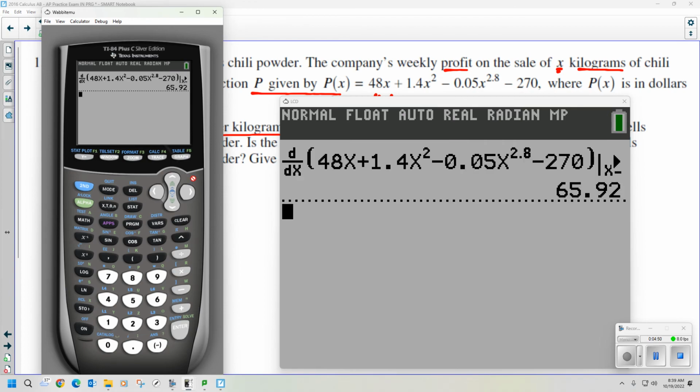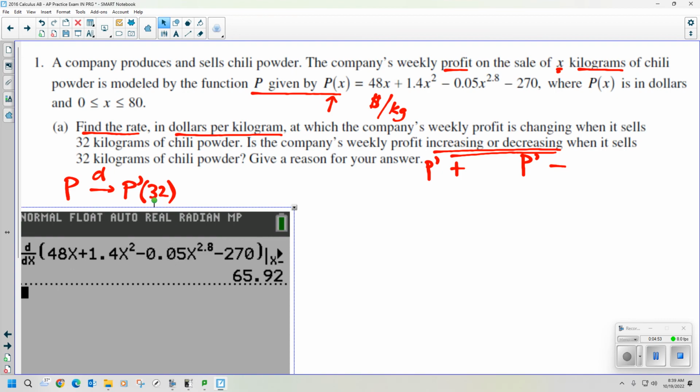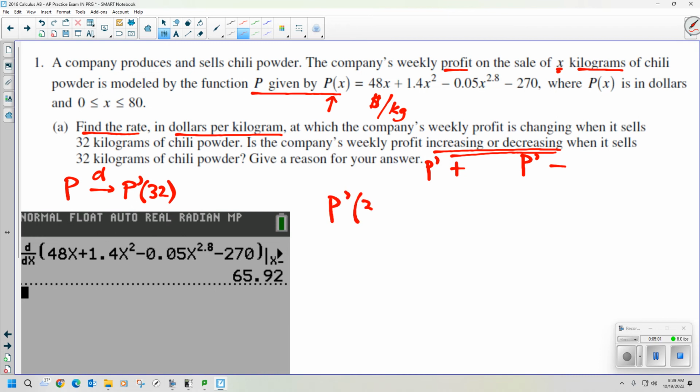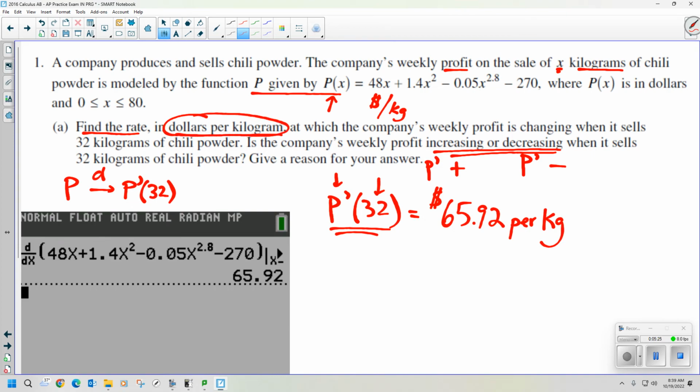There we go. So I will drag this out here so that we can see it. All right, so back here, you know I love the calligraphy pen. Let's continue this. P prime of 32, that's all I have to do to let them know how I got this number. I put 32 in the derivative of P is 65.92, and that is dollars per kilogram. I'm going to write that because that's what they're asking me here. Okay, and there you go. That's the answer for the first part.